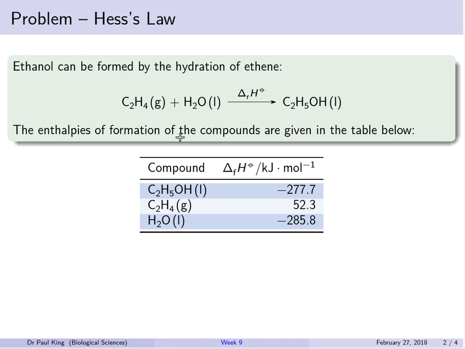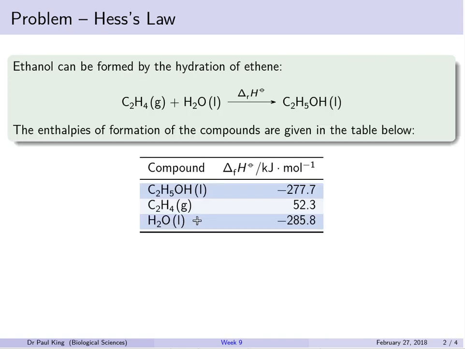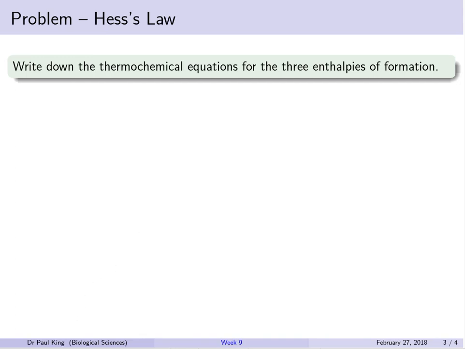The information that we're given are enthalpies of formation of each of the three compounds in this equation: ethanol, ethene and water. Okay, so the first part of the question asks us to write down the thermochemical equation for the three enthalpies of formation. The first formation reaction involves ethanol, so we need to write down an equation that has as its product 1 mole of ethanol, C2H5OH. Okay, that's the product.